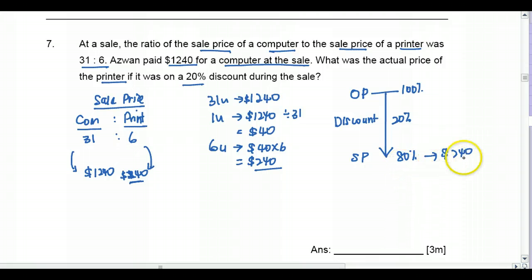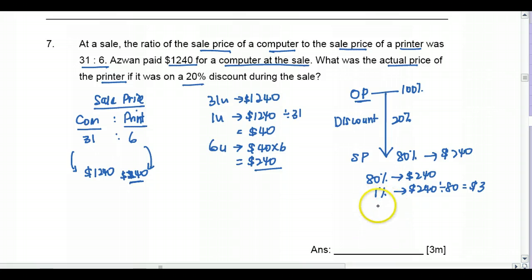So now I know my 80% is my $240. I want to find the actual price, or the original price. So 80% is 240, 1% is 240 divided by 80, which gives me $3. 100% is $3 times 100, which is $300. So the actual price of the printer is $300.